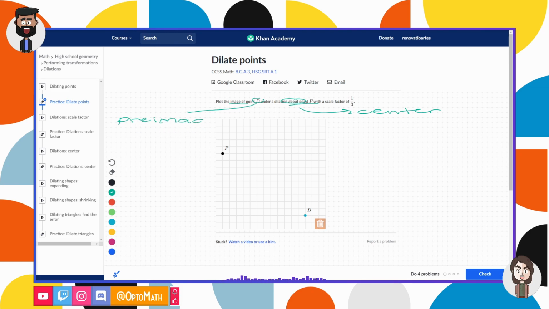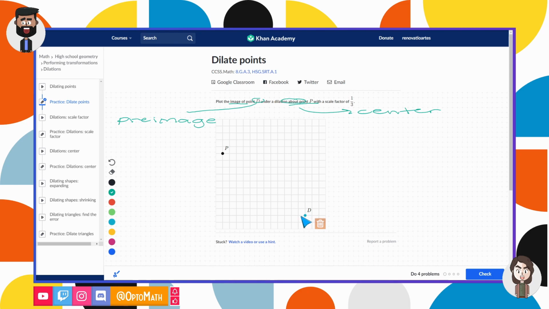These are just some good words for us to remember what the points do. All right, so the 1/3 comes into play when we want to take 1/3 of the distance between our center and our preimage. So we're going to dilate the point D, and essentially what that means, since we have a scale factor of 1/3, is we're going to plot the point that's 1/3 of the distance from P to D. So we've got the distance, like a line segment distance, from P to D.